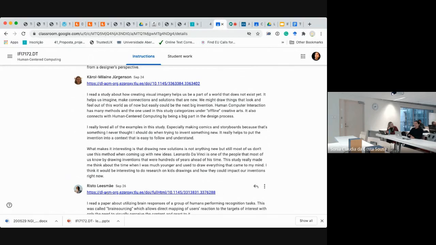Most of the times I have an idea of something already in my mind, a very clear idea, and then I start just sketching how it would look in real life, and so on. But yeah. So how do you see this to be used in human-centered computing? In the design process. Okay, that's a good idea.